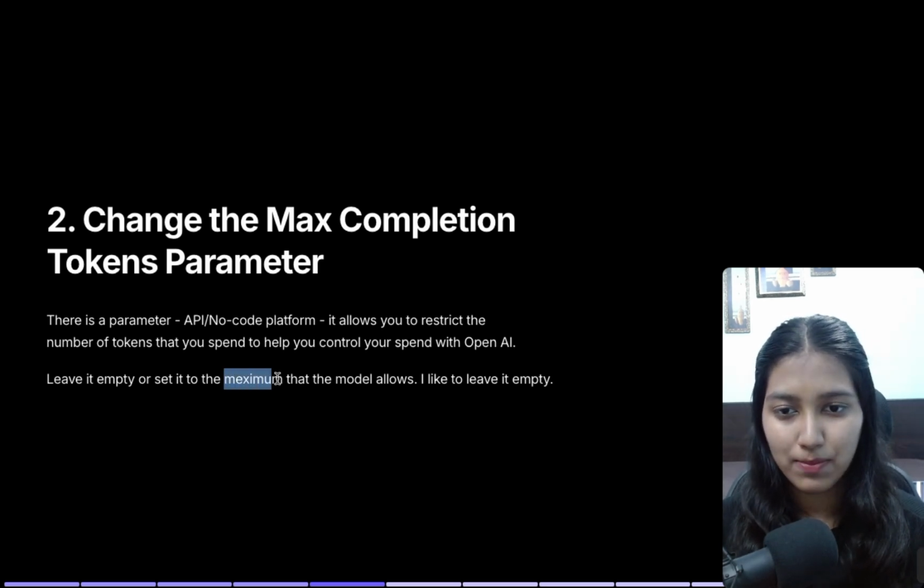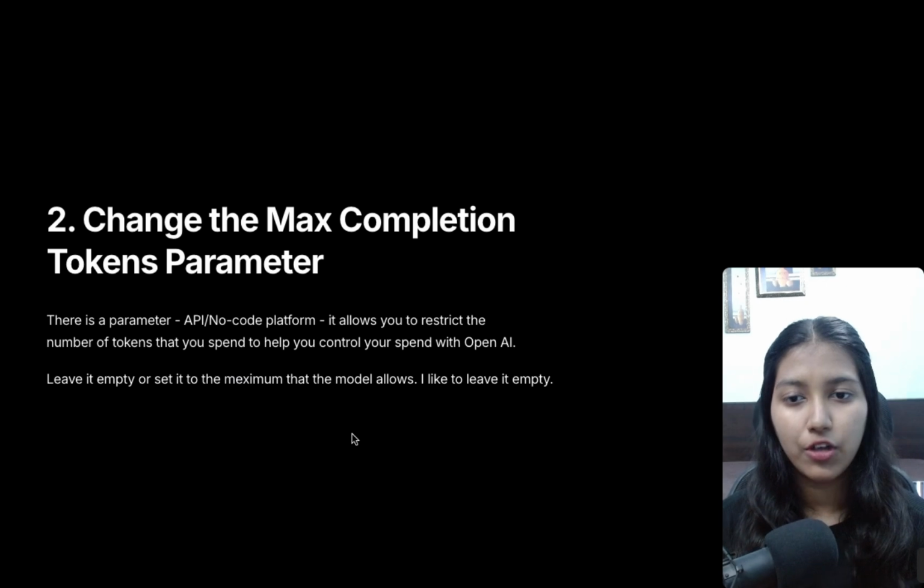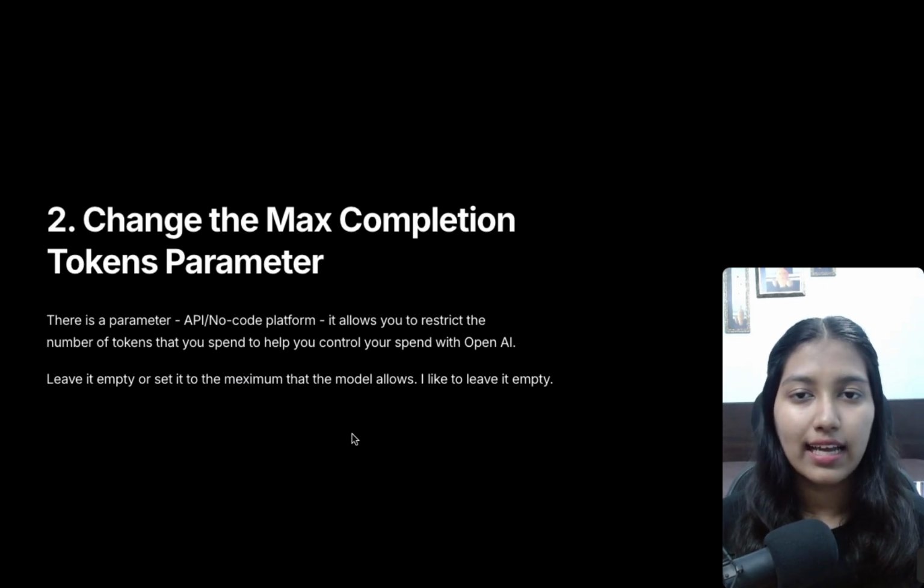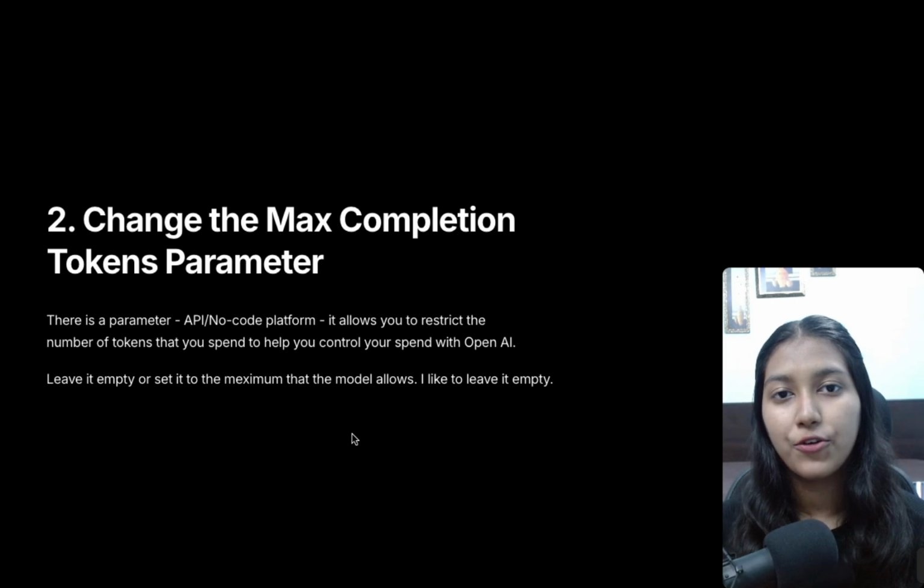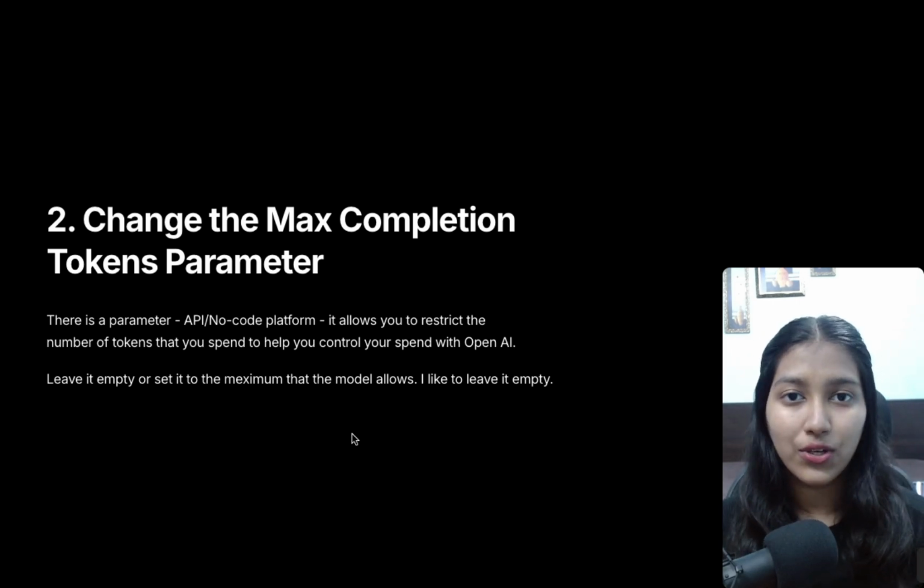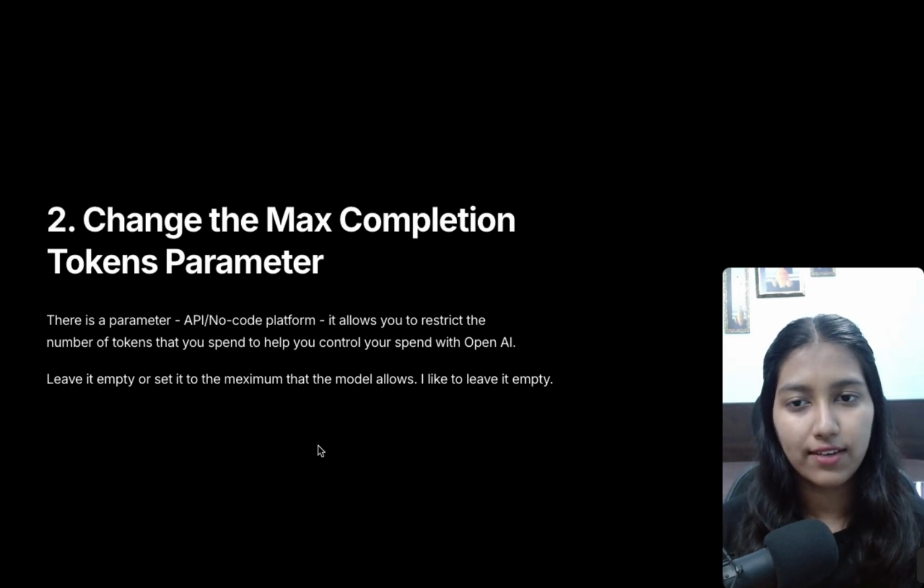I have the spelling wrong here. I'm gonna correct that after the video. But yeah, so let's say that you're using GPT-4o Mini and it gives you an allowance of 200,000 tokens. So what you could do is you could either leave this parameter empty or you can set it up to 200,000. I personally like to leave it empty.